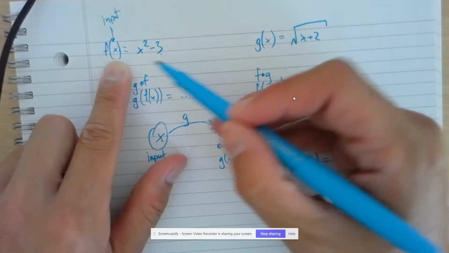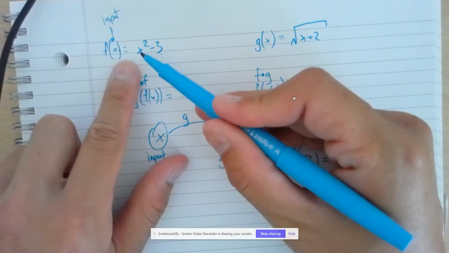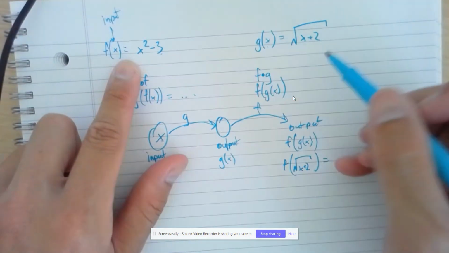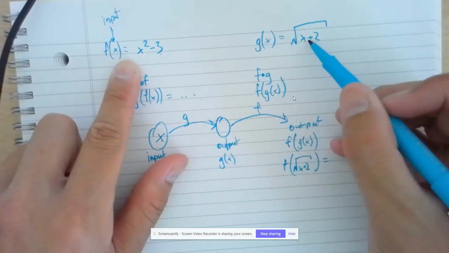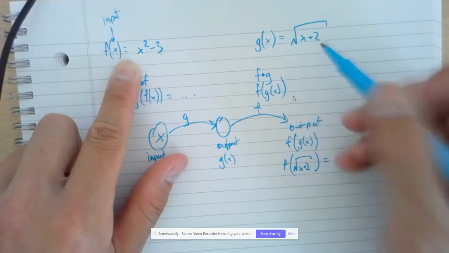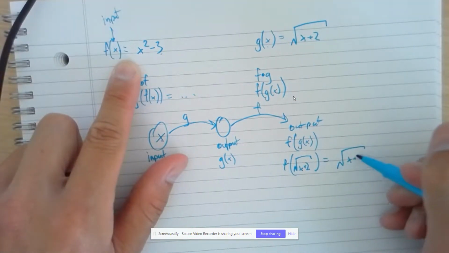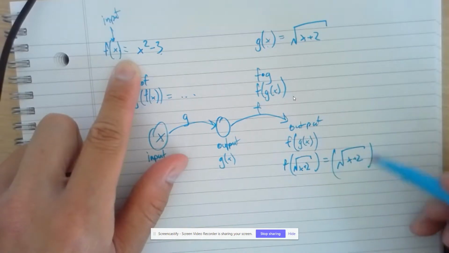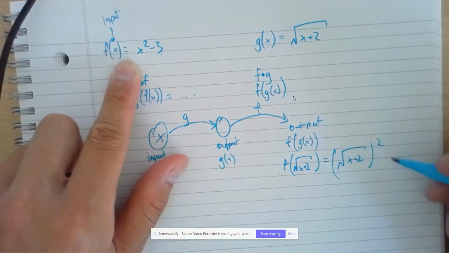Where my input position is, which is being squared minus 3, we're going to put in g of x, which is square root of x plus 2. So I'm going to put the square root of x plus 2. That's being squared, and you subtract 3 from it.